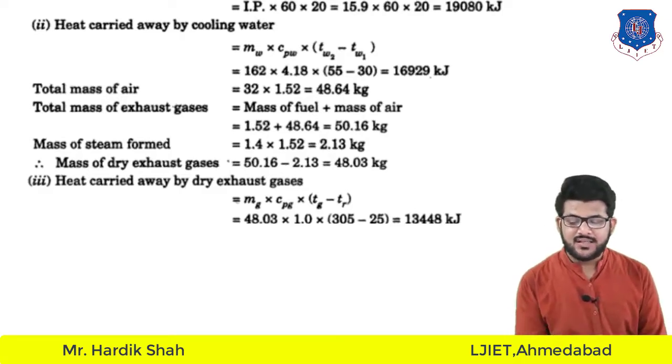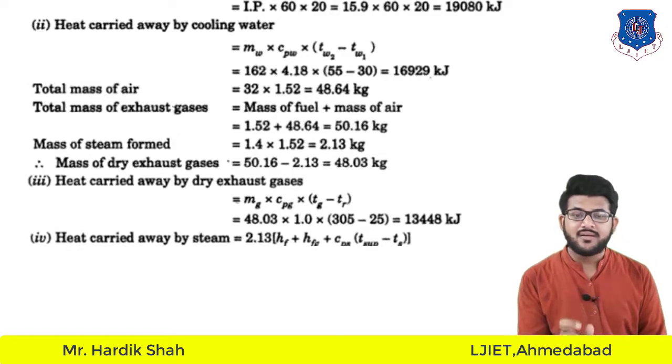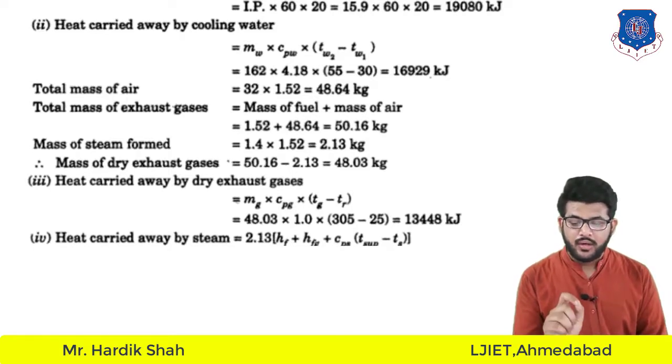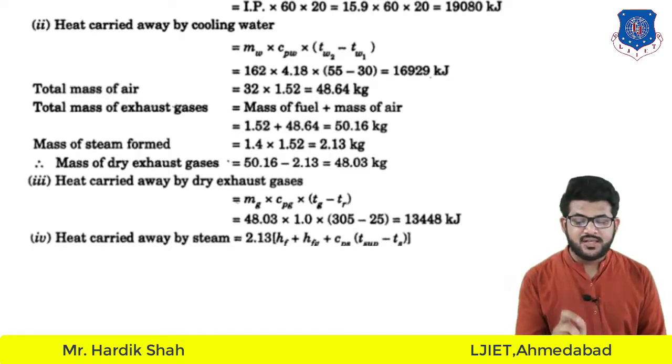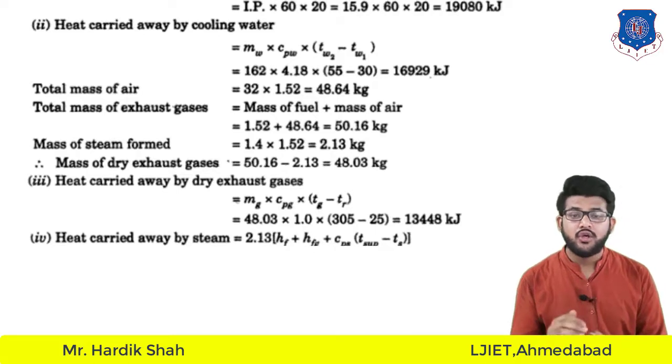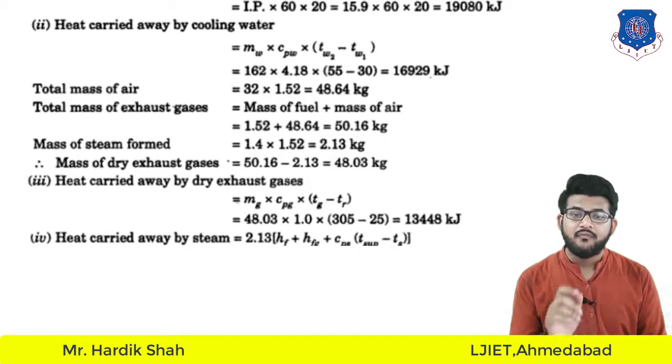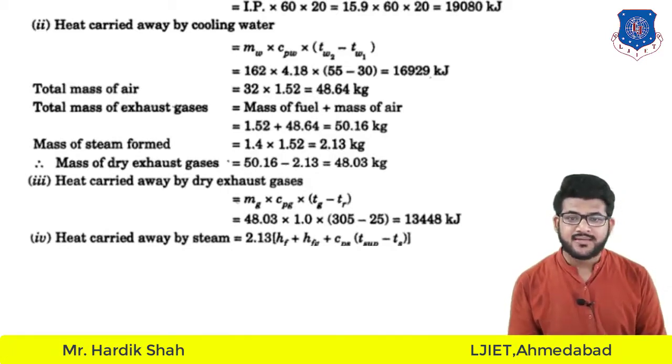Okay, next is heat carried away by steam. Whatever steam was formed, there is a simple formula for that steam part. You just need to remember this formula. So it will be 2.13. What is 2.13? It is the mass of steam formed. We have just found it. So it was MS into HF plus HFG plus CPS T superheated minus T saturated. You have learned this formula in ET. Whenever the steam is in a superheated condition, we take this type of formula.